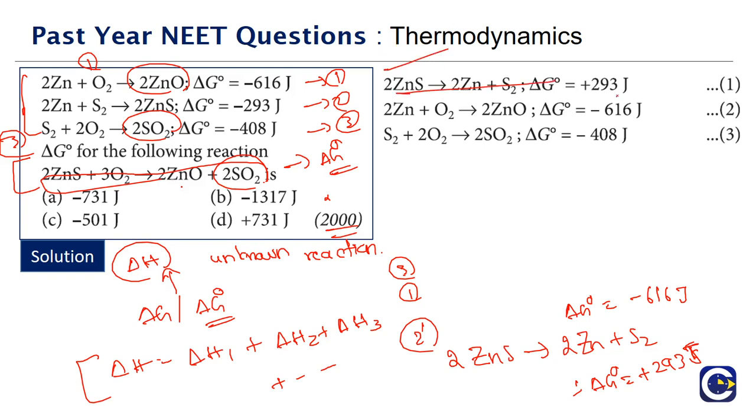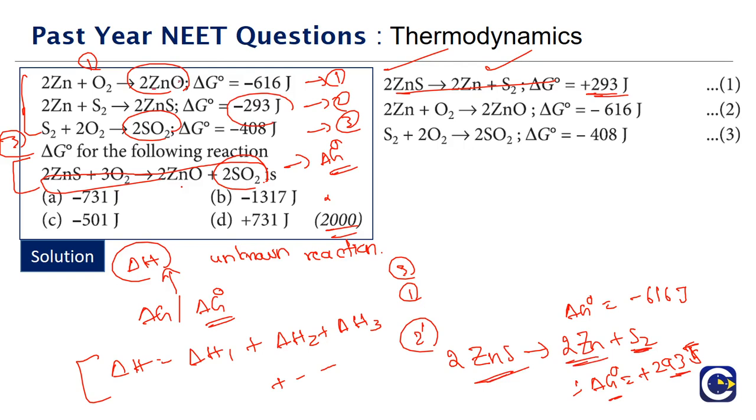Okay, and hence the del G naught, so we are just changing the numbering so that we'll just write them in the same order. Okay, second reaction after reversing, what we are getting? 2ZnS gives rise to 2Zn plus S2. What is the del G naught? Since we reversed it, the del G naught will become plus 293.